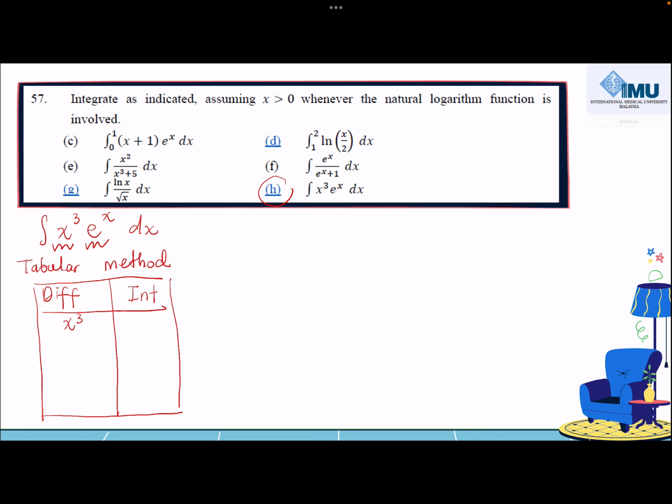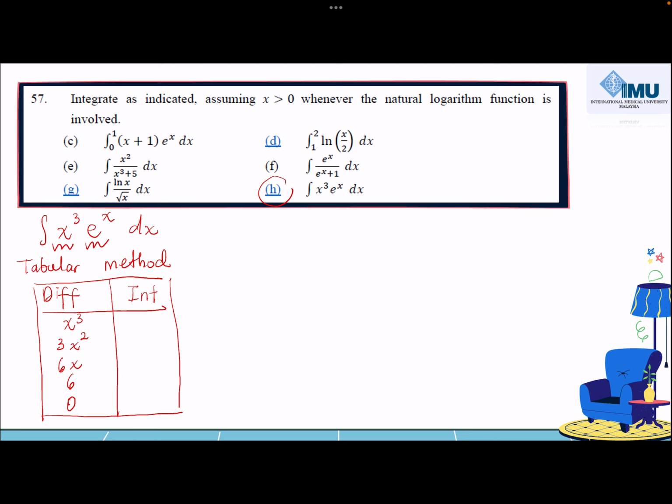Why? Because if I differentiate it once and again, you can see it will be reduced to 0. Start with x cubed, differentiate, becomes 3x squared. Next, 6x. Next will be 6. And last but not least, differentiating the constant 6 will give you 0. This is what I'm talking about. Choose a differentiation term which at the end reduces to 0 after performing differentiation.